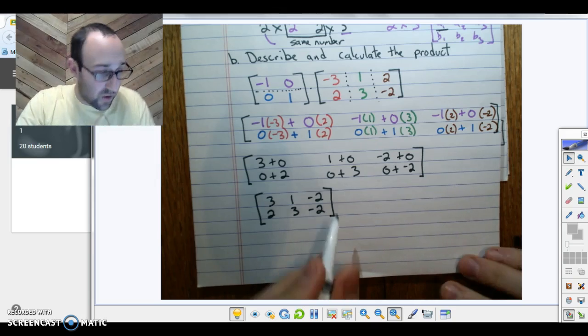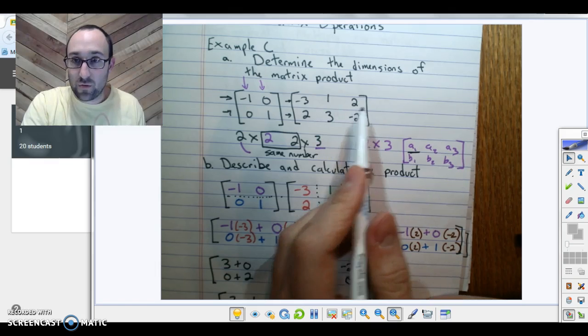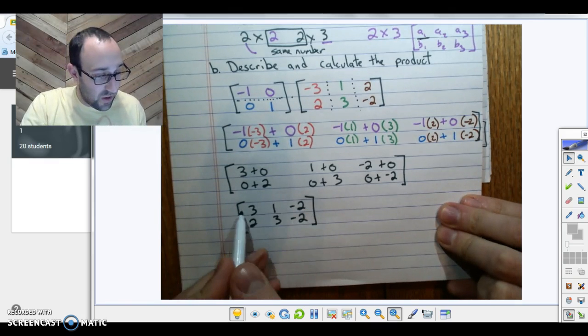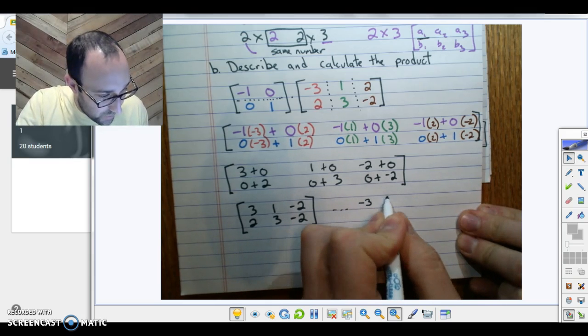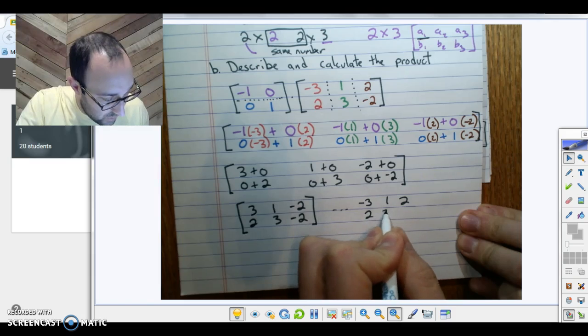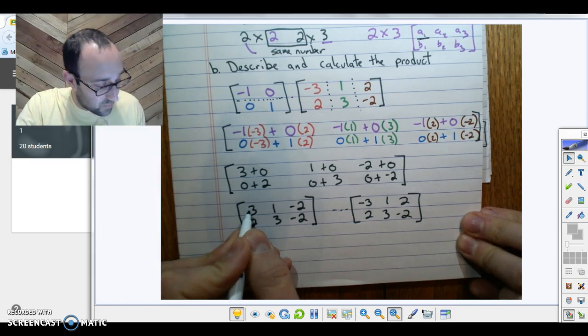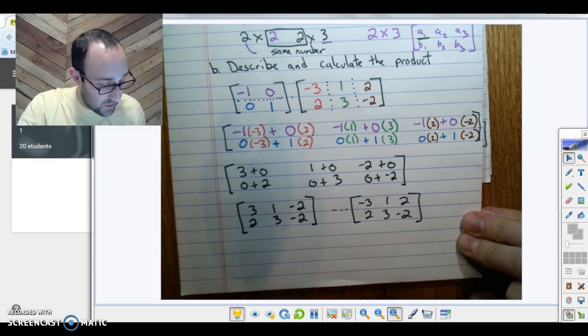Now how does this actually compare to the original that we had back up here? Our original was -3, 1, 2, 2, 3, -2. So really the only difference is the first one is switched, the last one is switched, and that is it.